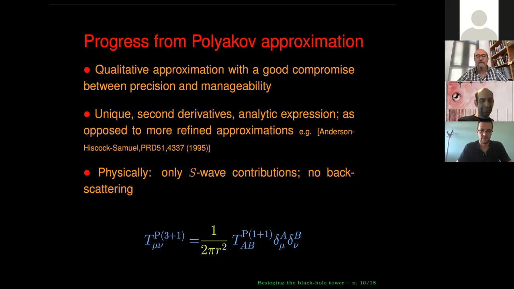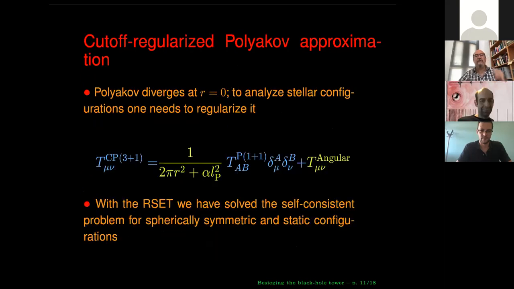But the Polyakov approximation also has a problem, which you can see here highlighted in green: it has a divergence at r equals 0 when you use it in 3+1 configurations. That's why it does not allow us to analyze regular stellar configurations. The first thing you have to do is to regularize this r equals 0 divergence.